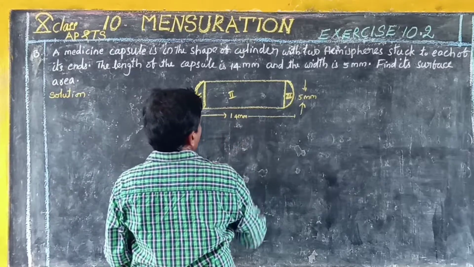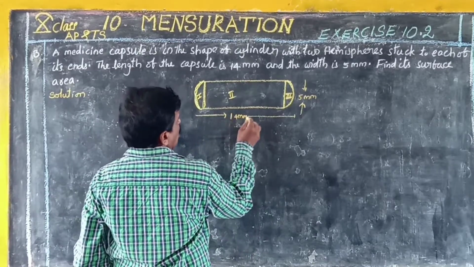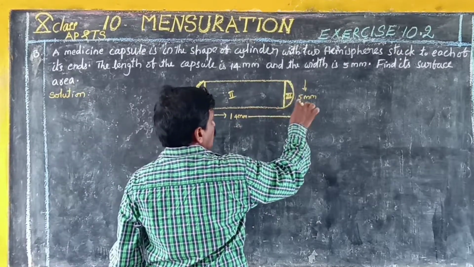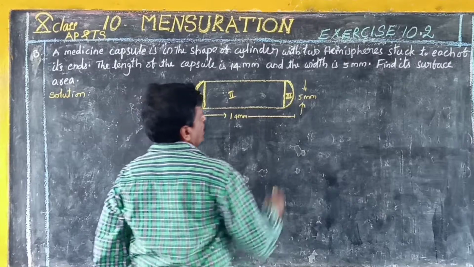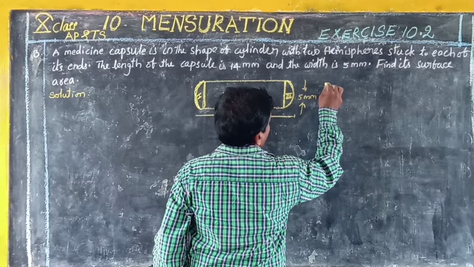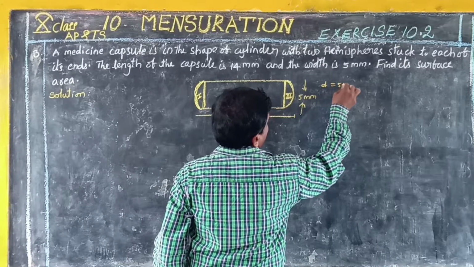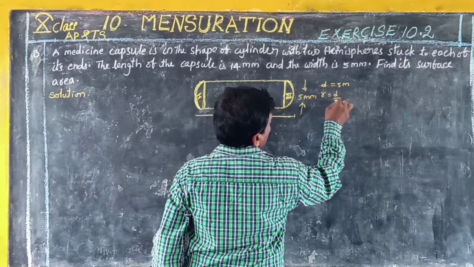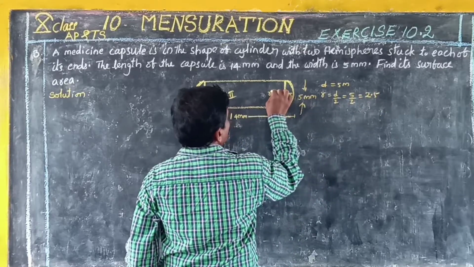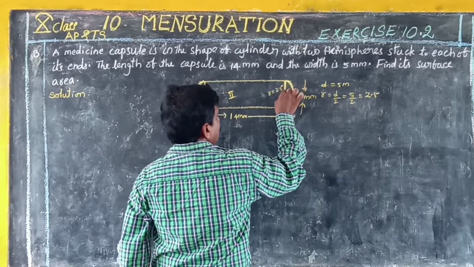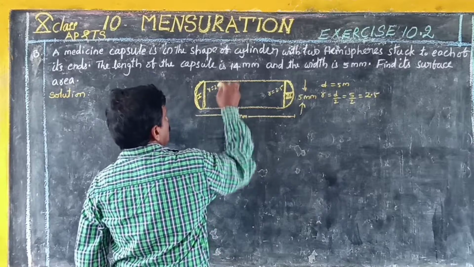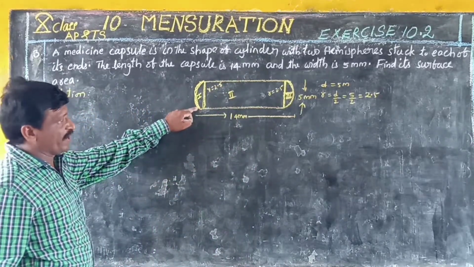Total length is 14 mm. The width is 5 mm. This is the diameter, so D is equal to 5. R is equal to D by 2, 5 by 2 is equal to 2.5. R is equal to 2.5.